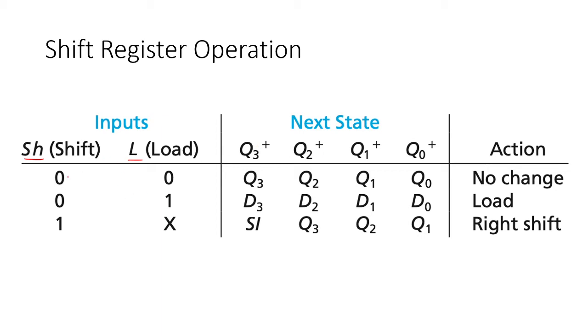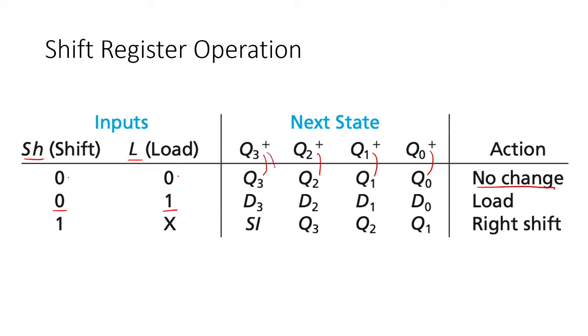So the first case here, 0, 0, is what we expected. There's no change, right? Q3 is just equal to Q3. None of the states change. In fact, they've listed it here as just this no change action. None of the states will update. Now we've got SH is 0 and load is 1.